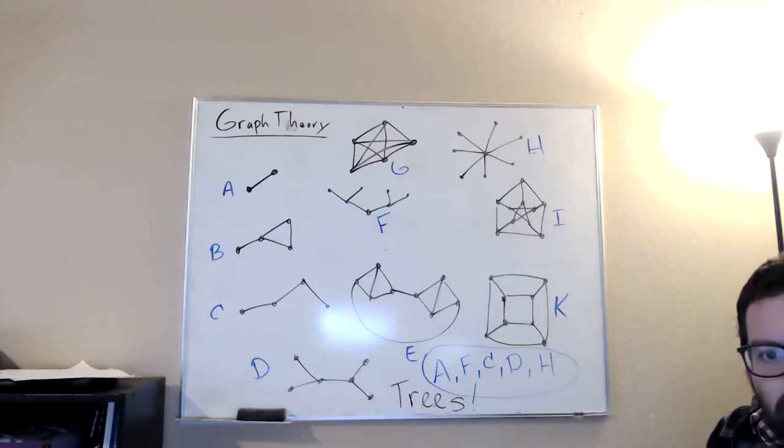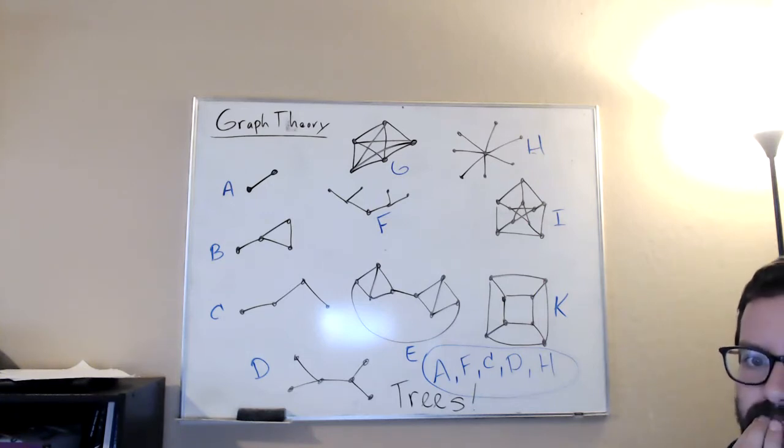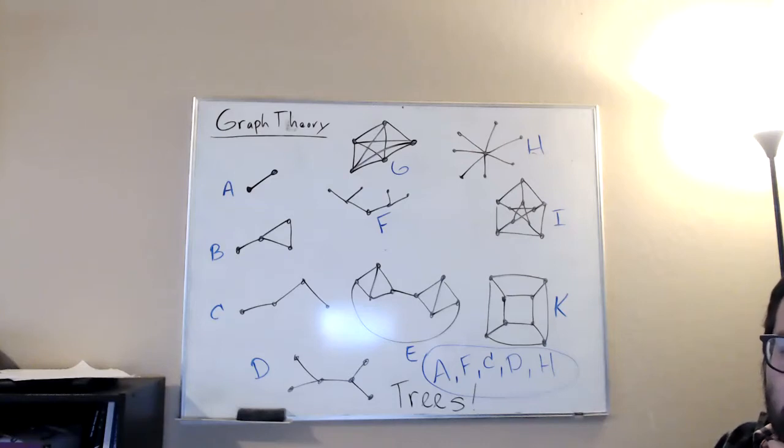Now, 3 of these graphs belong to the same class. I wonder if anyone can guess which 3 I'm thinking of that all belong to the same family. G, I, and K. They do, but that's not the 3 I'm looking for.